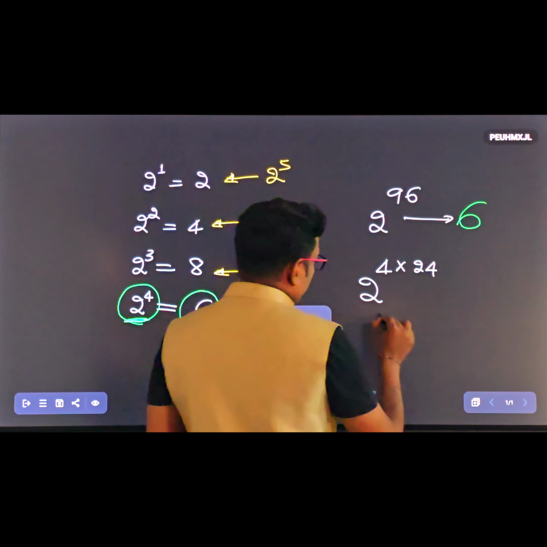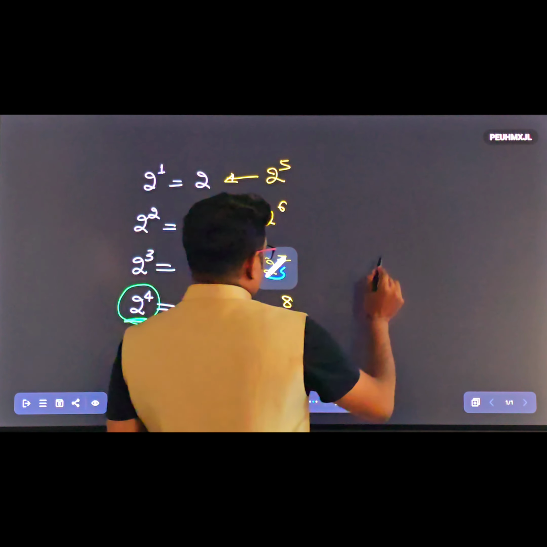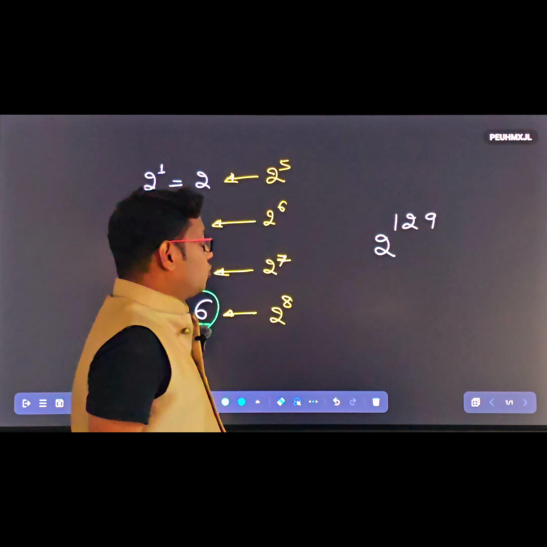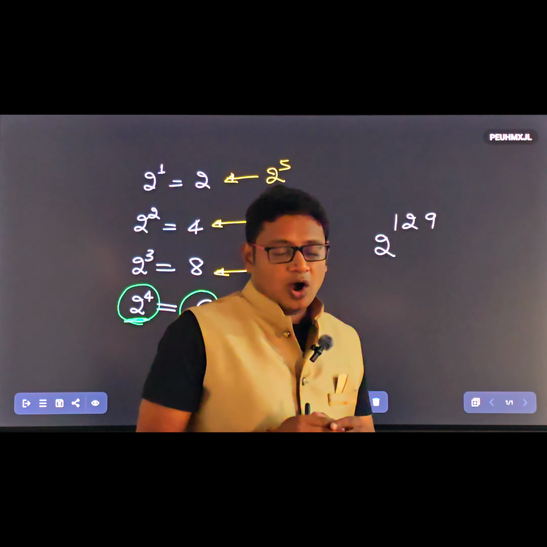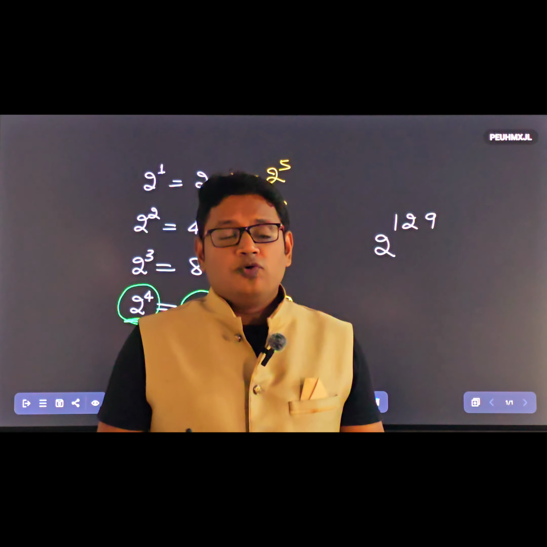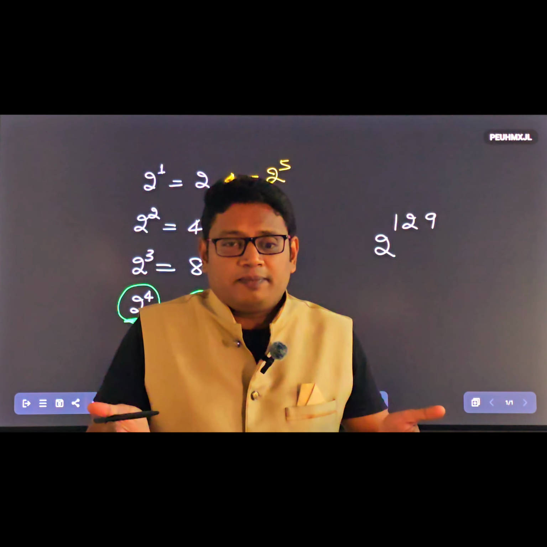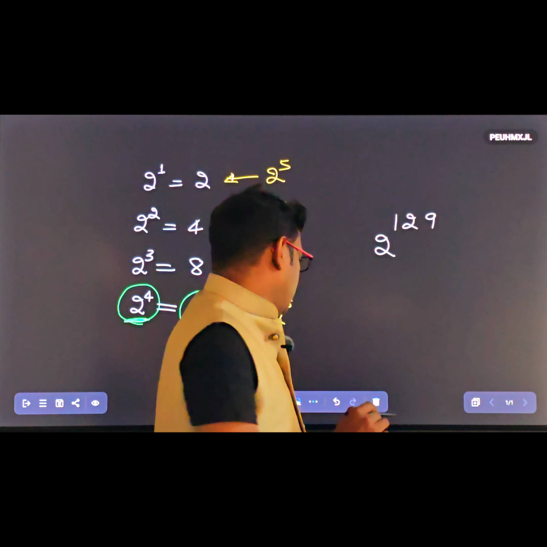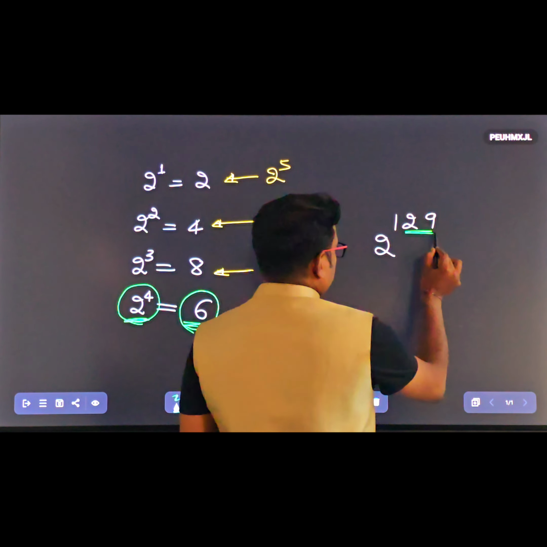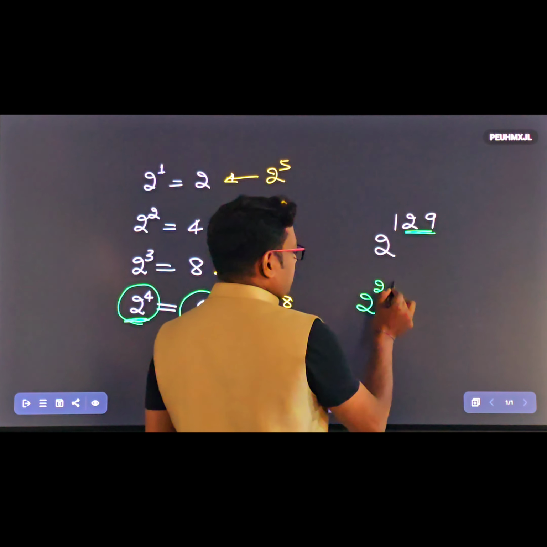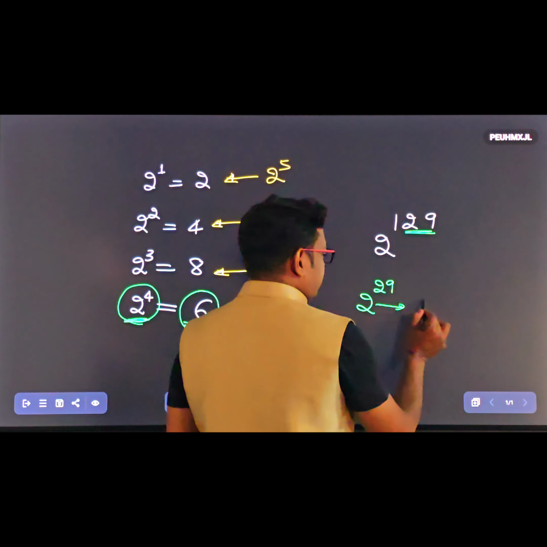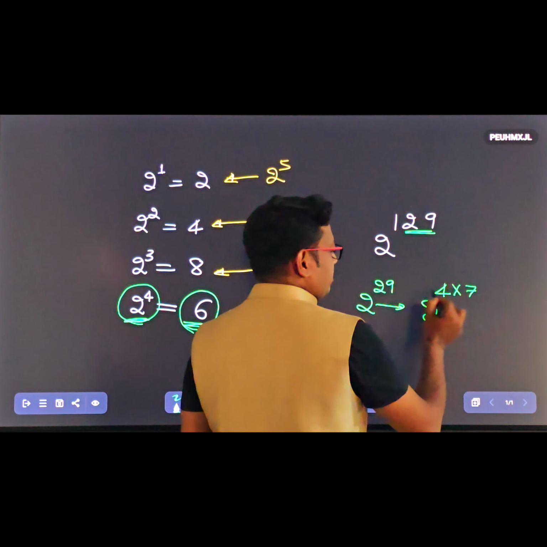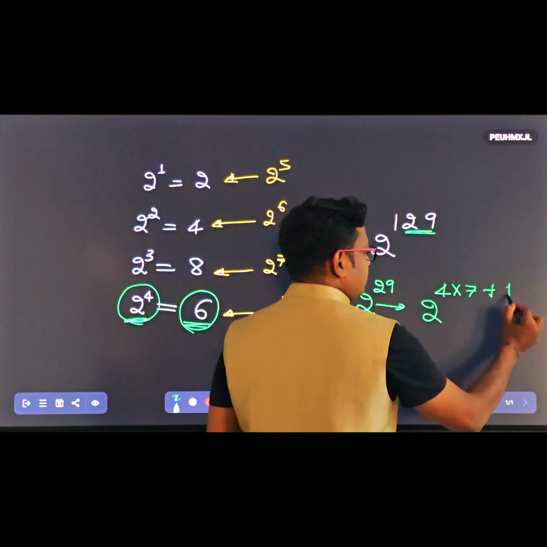Let me take one more example. 2 to the power of 129 I will consider. I have already discussed, you need not consider the entire number to check whether it is divisible by 4 or not. Just consider the last two digits. So this will be 2 to the power of 29. This can be written as 2 to the power of 4 sevens is 28. But it is 29, therefore I will write plus 1 here.